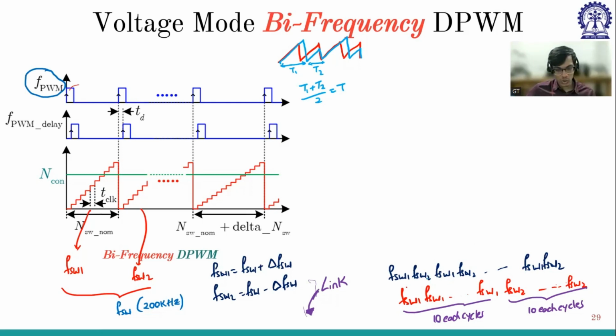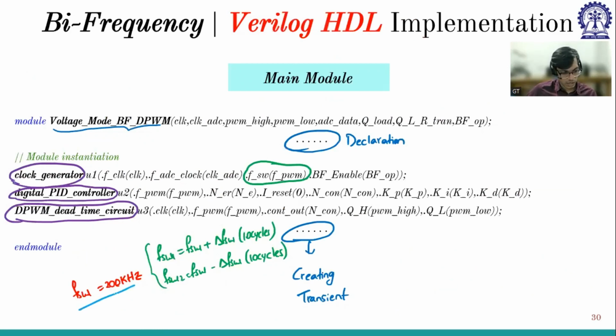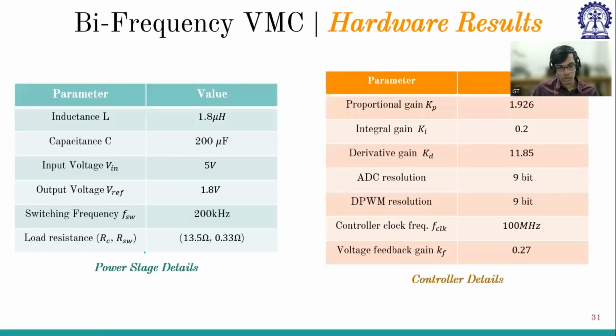Either in each cycle you can change between FSW1 and FSW2, or you can keep FSW1 for 10 cycles and FSW2 for 10 cycles. If you take an average of 20 cycles, the average switching frequency will again be 200 kilohertz. So the average is 200 kilohertz, but not in each switching cycle. The reason we'll get when we see the hardware results.